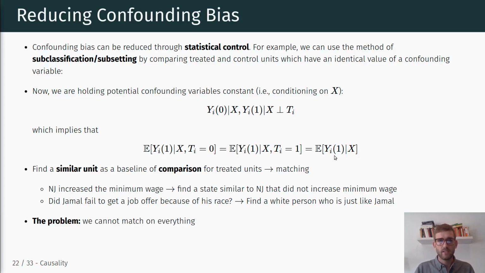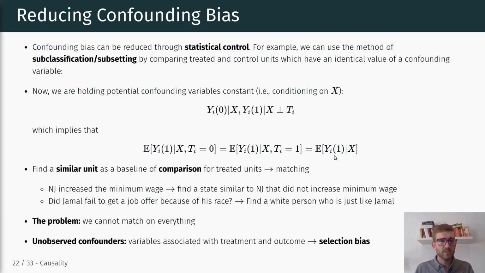The problem, of course, is that we cannot match on everything, right? In the context of this minimum wage study, there are only 50 states that we could potentially look at for comparisons, if we studied this in the US. And if we have a large set of potential confounding factors with a complex problem like unemployment, which is likely to be the case, we are not going to be able to match on all of these potential confounding factors, right?